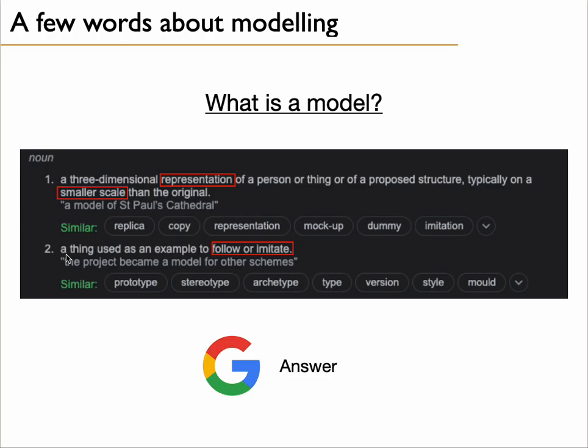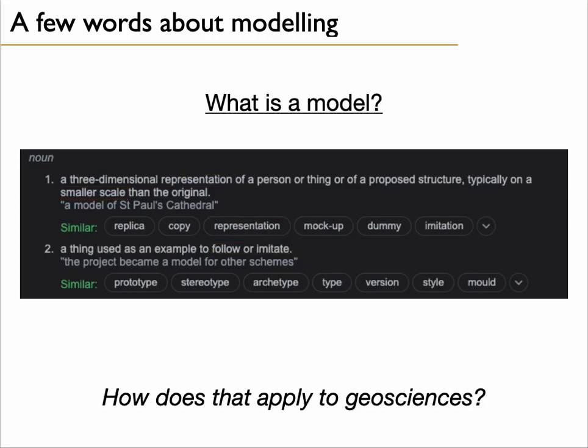And I think there are some important words here: representation. Smaller scale may be applicable in modeling of earth science processes. And the key words here, follow and imitate. So these are some important notions here, but it's not exactly the definition of what we mean when we talk about modeling in earth sciences.